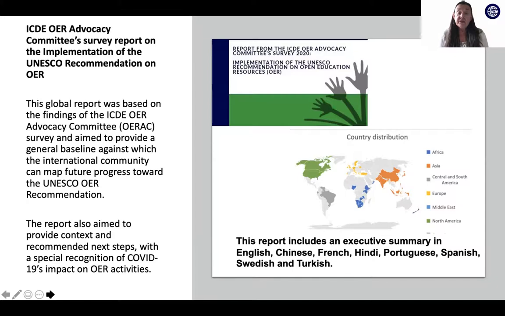And we had a survey out and we published this report. And as you can see, we had answers from all the regions. We also worked together with UNESCO and Zeynep, had discussions with her, and also with the network of organizations of open organizations. The report was published in 2020, and the summary is translated into those different languages where we had ambassadors from: English, Chinese, French, Hindi, Portuguese, Spanish, Swedish, and Turkish.